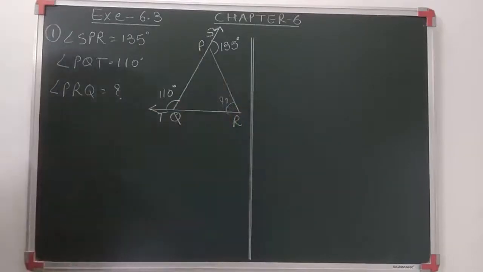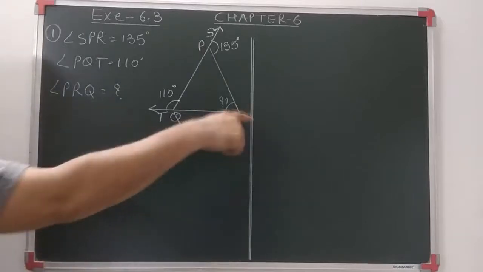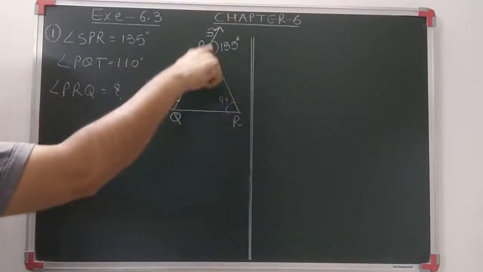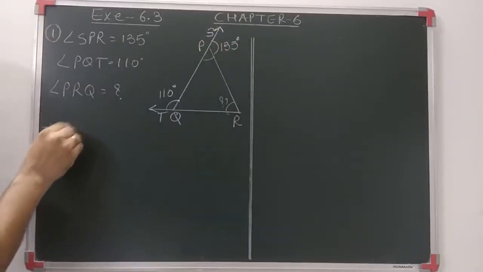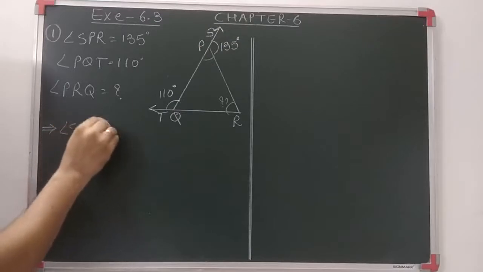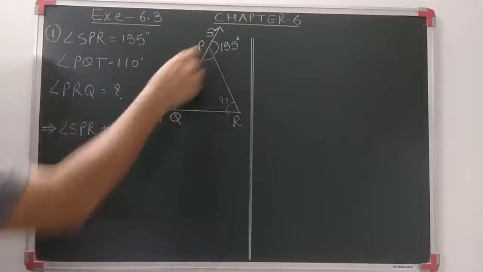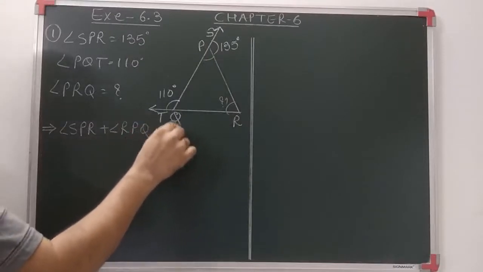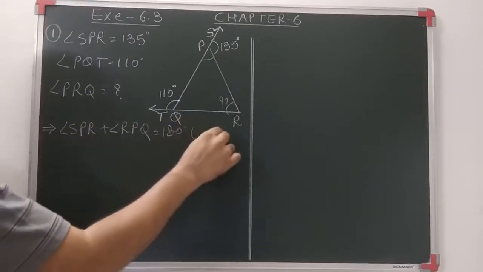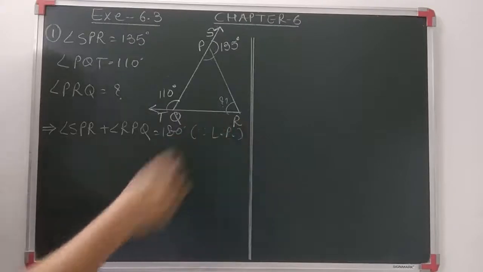So we can see, students, that this is an exterior angle. An exterior angle forms a linear pair with the interior angle of a triangle. So let us use that first. Angle SPR plus angle RPQ is equal to 180 degrees. We should write the reason: they form a linear pair.